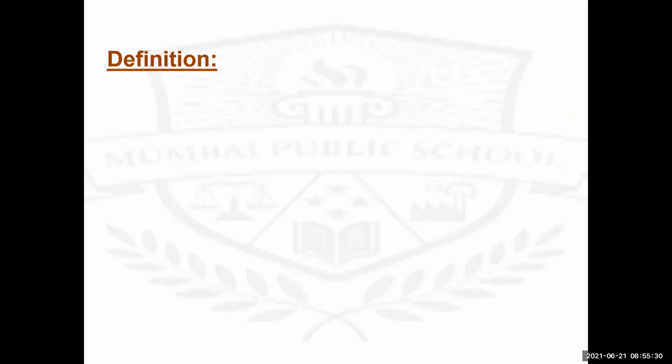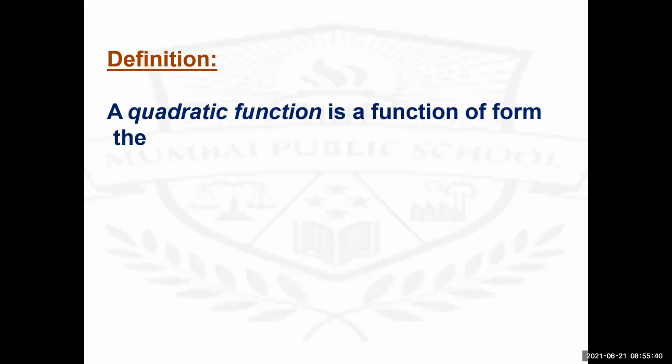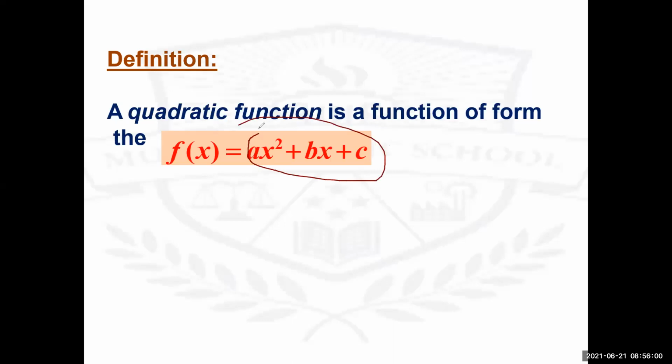First of all, we'll go through the definition of a quadratic equation. What is the definition? A quadratic function or quadratic equation is in the form f(x) = ax² + bx + c. So the equation in the form ax² + bx + c is your quadratic equation. This deals with the power of 2.